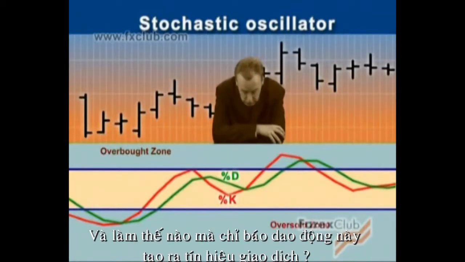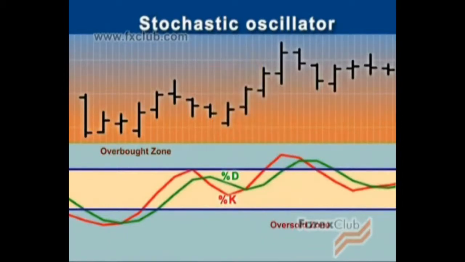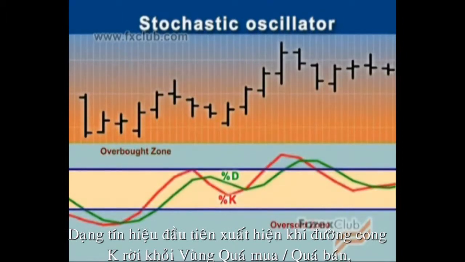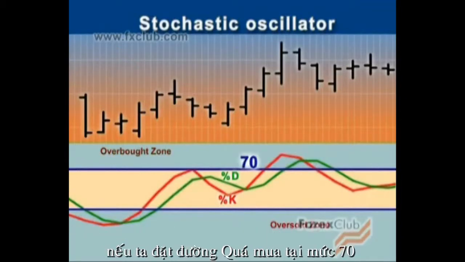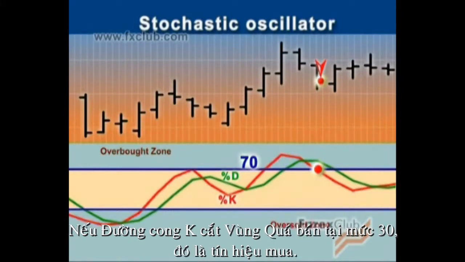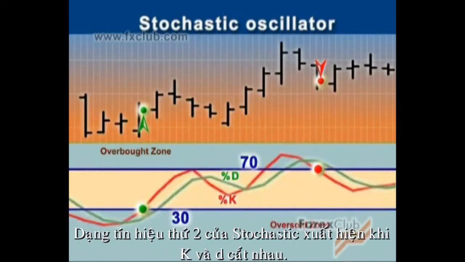And how does this oscillator generate trading signals? At first sight, in the same way as the previous indicator, RSI. The first type of signal appears when the K curve leaves the critical zone. If we've set the overbought level of 70, then when the K line crosses the level from above, it's a signal to sell. If the K curve crosses the oversold level of 30, it's a signal to buy. The second type of stochastic trading signal is when K and D cross.